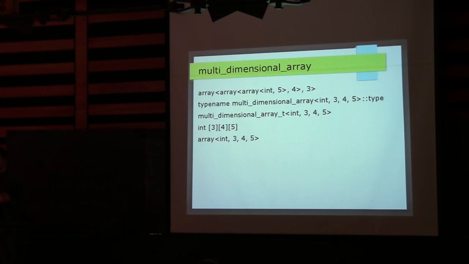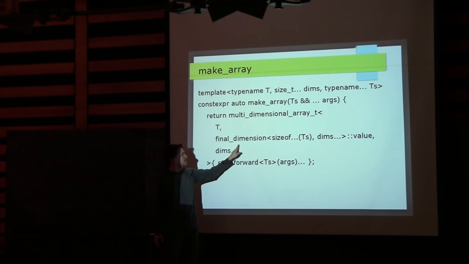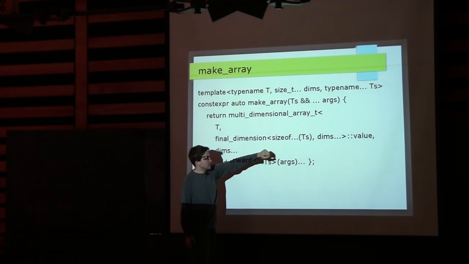So now that we can name this type, let's see how we make the type. Looks something like this. Same sort of idea as before, except a little bit more logic for computing those dimensions. So this function makeArray assumes that we specified all but that very last dimension. So the rest of the dimensions are going to be all the ones we specified, and we just have to calculate what's that one missing dimension. So we have this final dimension variable template.